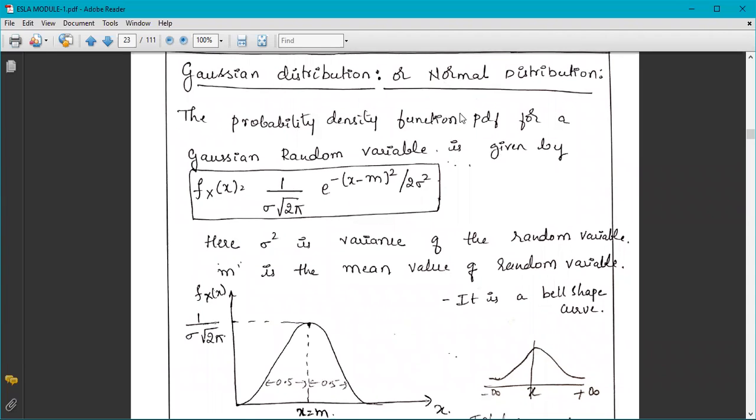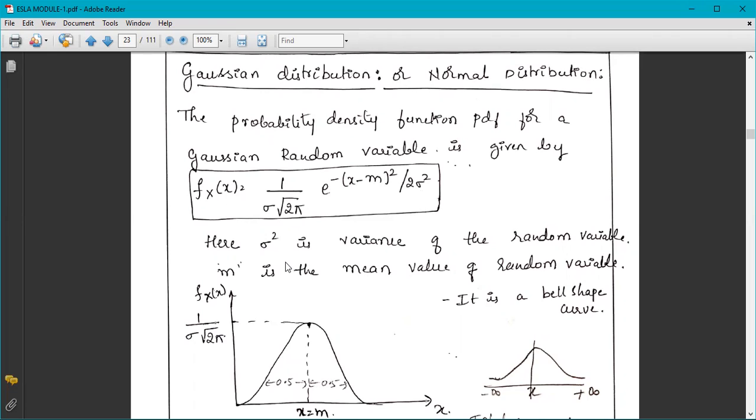The probability density function, which shortly we call PDF, for a Gaussian random variable is given by f_X(x) equals 1 by sigma into root 2 pi into e power minus (x minus m) whole square divided by 2 into sigma square.